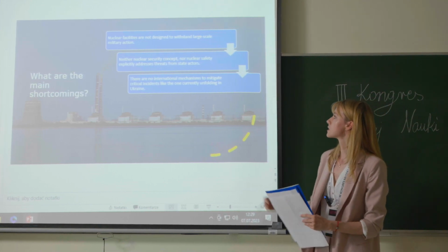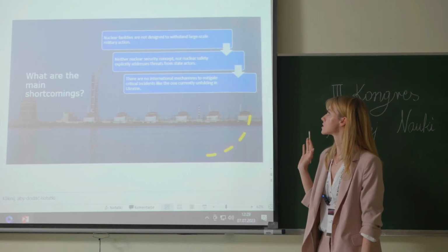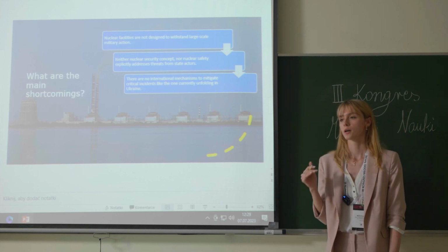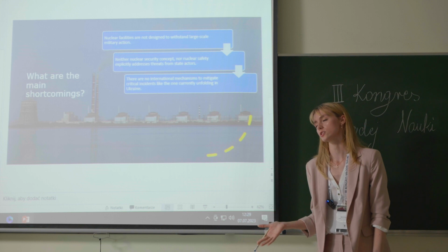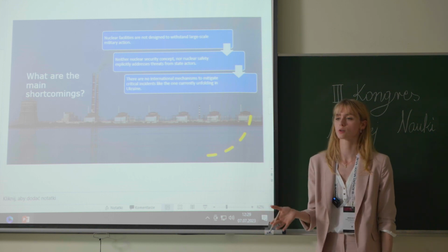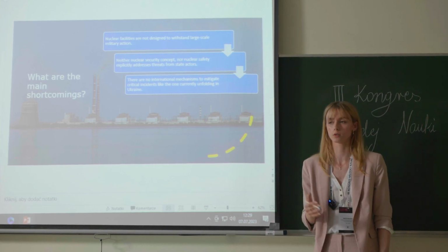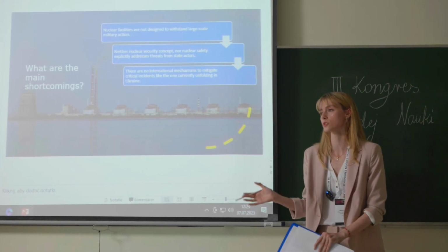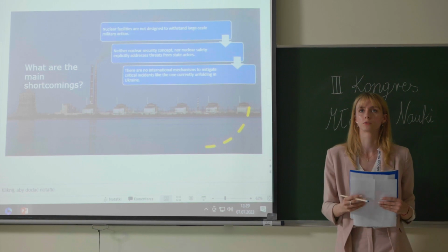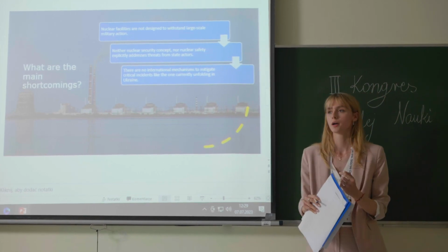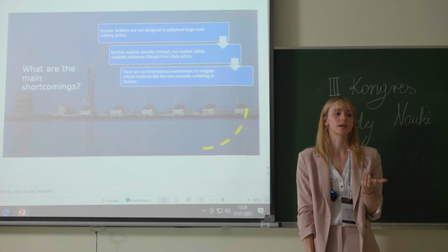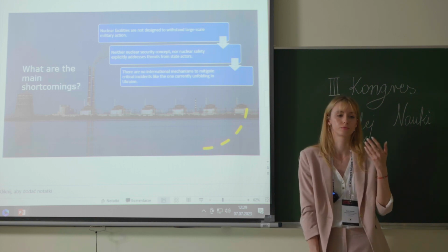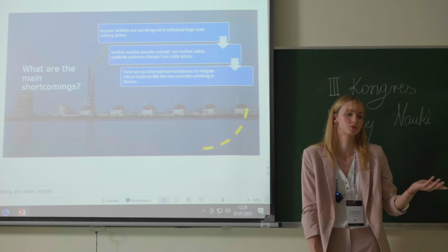The second thing is that neither the nuclear security concept nor nuclear safety explicitly addresses threats from state actors. Now, the International Atomic Energy Agency provides instructions on what we should do in case of emergency, nuclear safety malfunctions, or nuclear security threats such as sabotage. We are considering non-state actors, meaning that, for example, we're trying to deal with a group of armed terrorists.